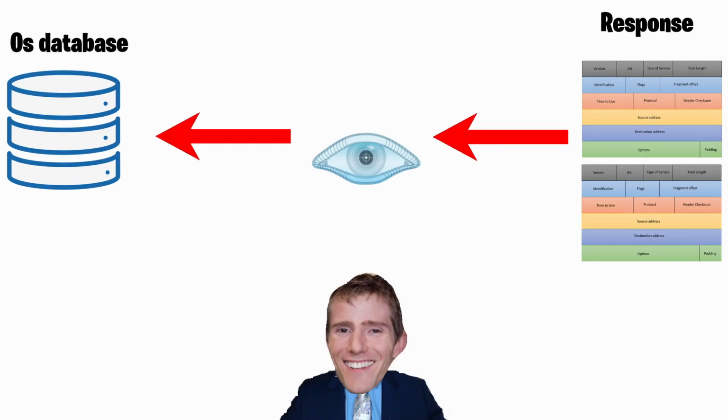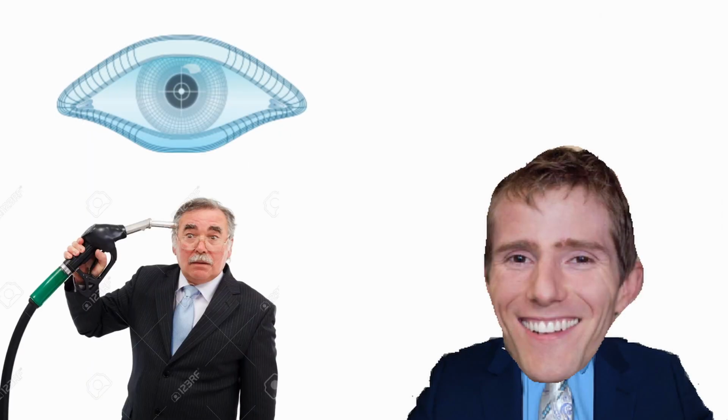Nmap takes the responses of the server and compares them to the OS database that it uses. And if the types of responses match any of the operating systems in the database, Nmap can tell what OS it is. However, this isn't always accurate and Nmap can make mistakes. So that's it. That's the video.